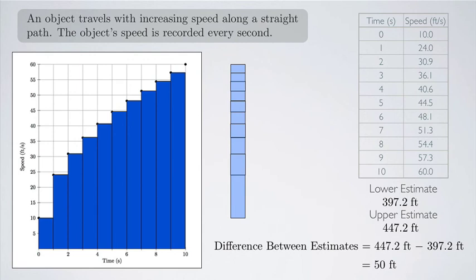So now, to find the difference between the estimates from this figure, I want to calculate the area of the figure. So it has a height of 50 feet per second. Again, that's because my largest recorded speed was 60 feet per second and my smallest was 10 feet per second. And so the difference between those, 60 minus 10, is 50 feet per second. Since I took measurements every 1 second, the width of this figure is 1 second. So to get the area of this figure, that would be 1 second times 50 feet per second, and that's 50 feet. And that's the difference between my estimates.